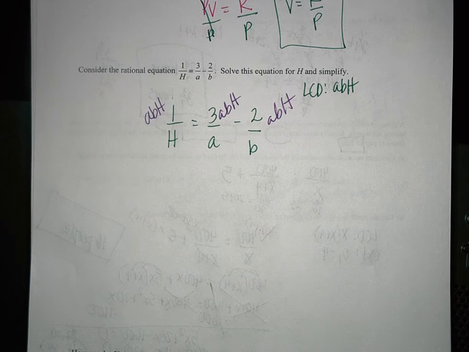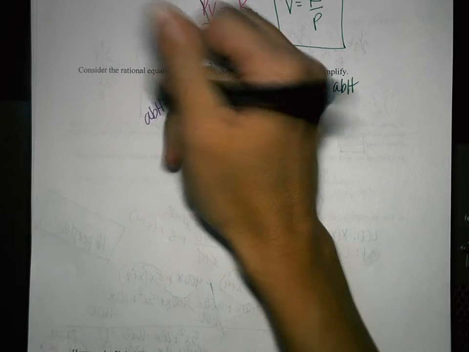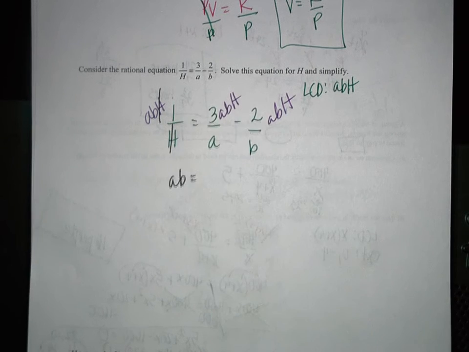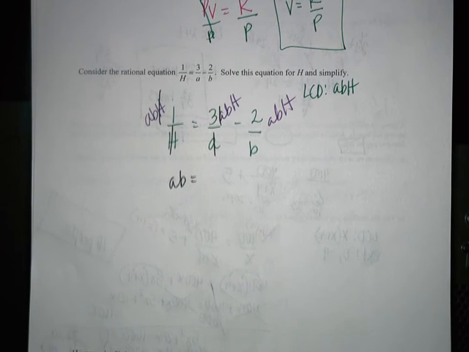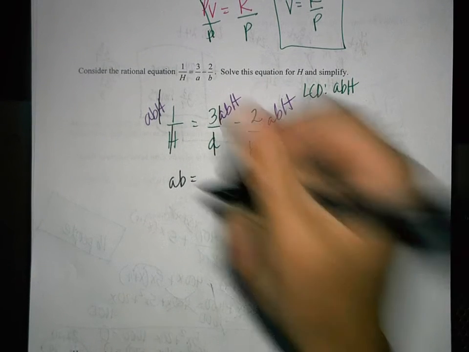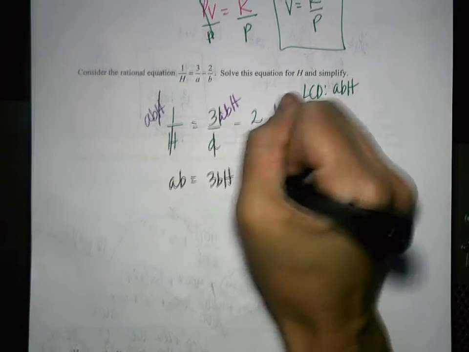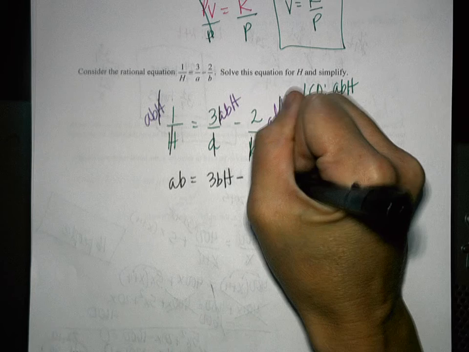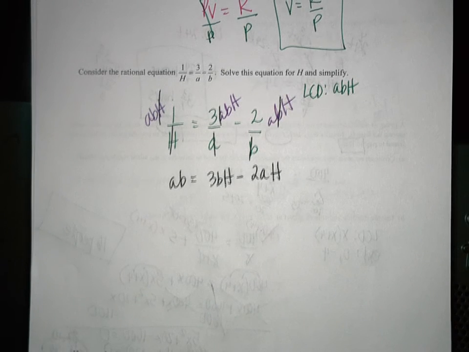Are we all okay? First term, h's cancel. I have 1 times ab, which is just ab. Next term, a's cancel. 3 times bh makes 3bh. Minus, b's cancel. I have 2ah. Now, they want us to get h by itself.